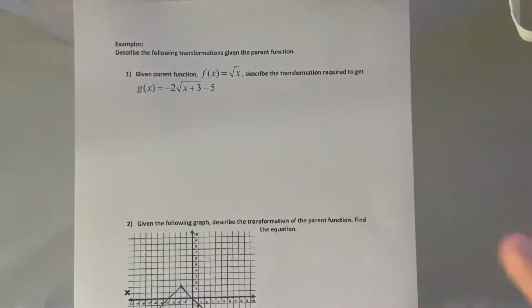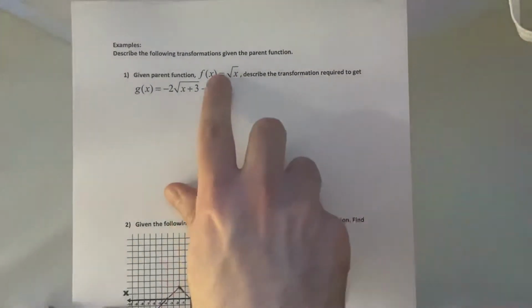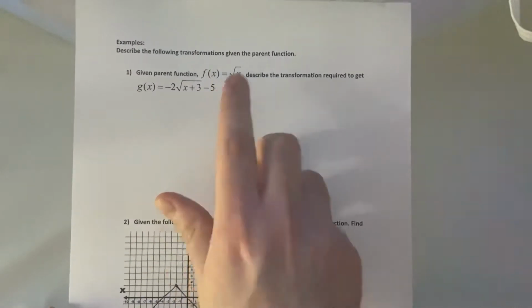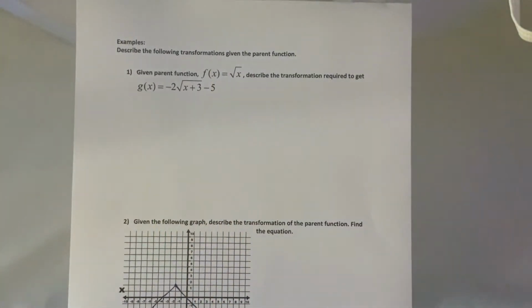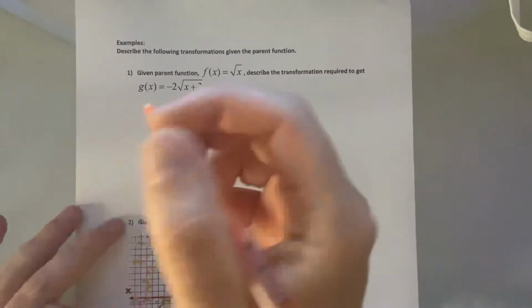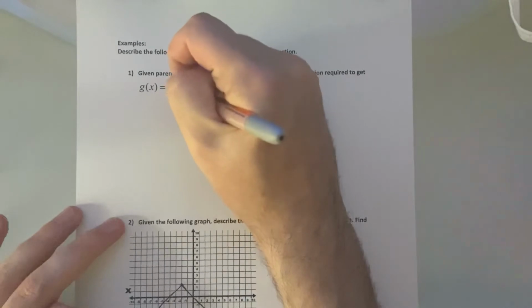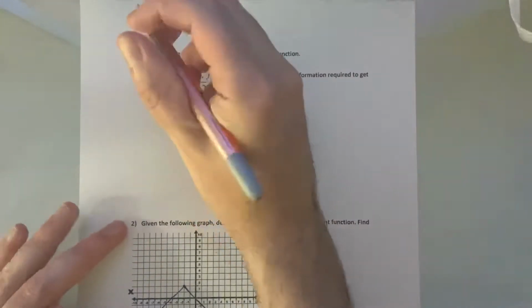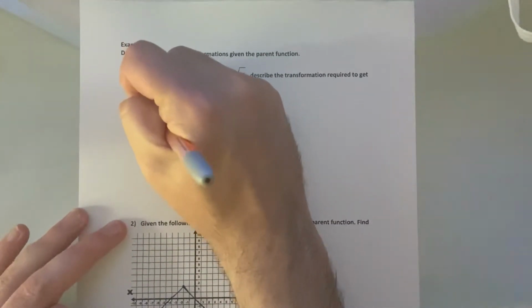Describe the following transformation given the parent function. So given your original function, f of x equals the square root of x, describe the transformation required to get g of x equals negative 2 times the square root of x plus 3 minus 5. So first off, this negative in front of everything means we've got a reflection.